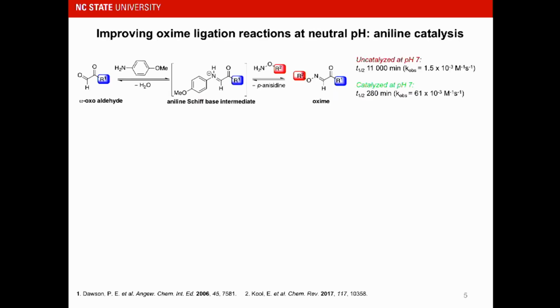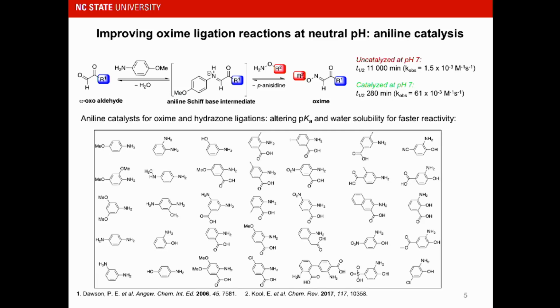And so the work of Phil Dawson has really nicely addressed that limitation to get decent reaction rates at pH 7. He has shown that you can do that if you simply add superstoichiometric amounts of aniline catalyst to your ligation reaction to get an aniline Schiff base intermediate. That intermediate is now more readily protonated at pH 7, which allows you to do this chemistry at neutral pH and improve the reaction rates. So right now, chances are if you are doing oxime ligation reactions, you are doing it under aniline-catalyzed conditions at neutral pH.